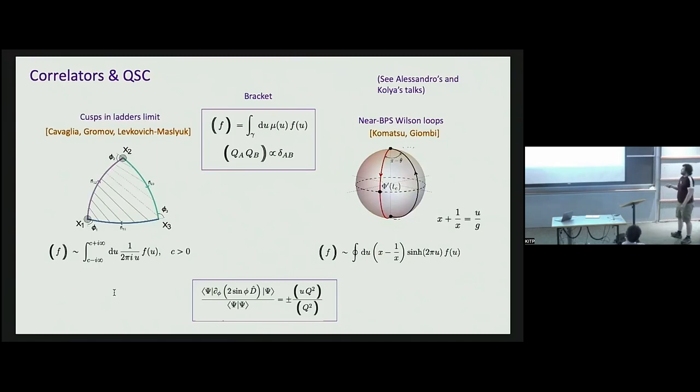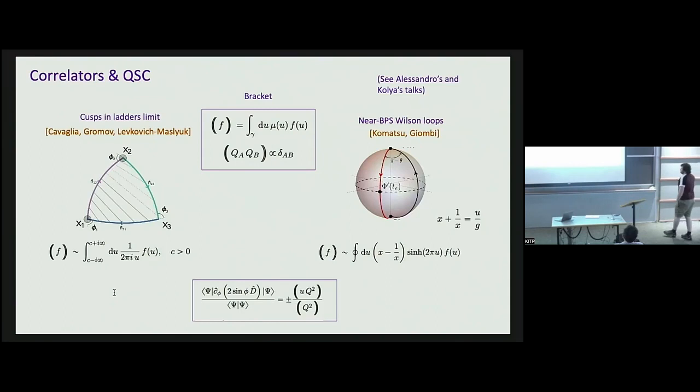And in both of these setups, you can actually compute the same object and show that when expressed in terms of the bracket, it takes essentially the exact same form in both regimes. All you have to do is take the bracket of the Q function and plug in a little extra parameter u and integrate. Okay, so this bracket is clearly a very important and powerful object, which we would like to understand a little bit better.